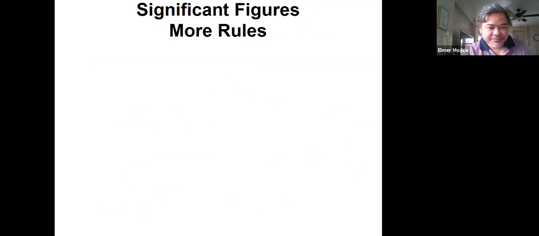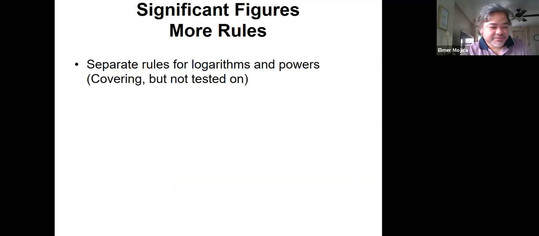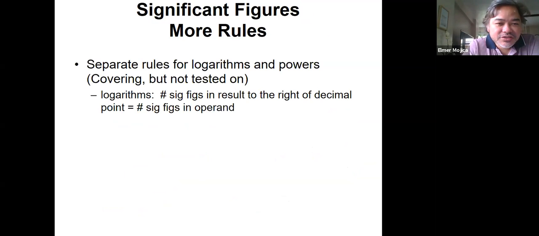Question. Before we go to the log, maybe you have not done this yet. So there are separate rules for the logarithms and the powers. If you have a logarithm, the number of significant figures in the result to the right of the decimal point is the number of significant figures in the operand.